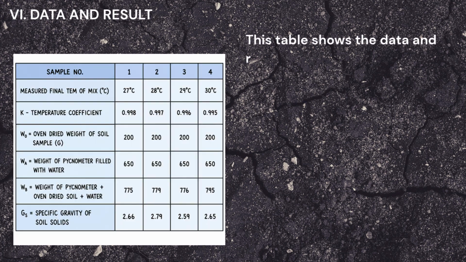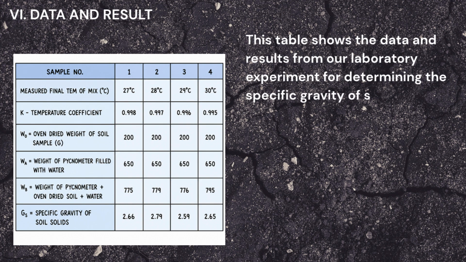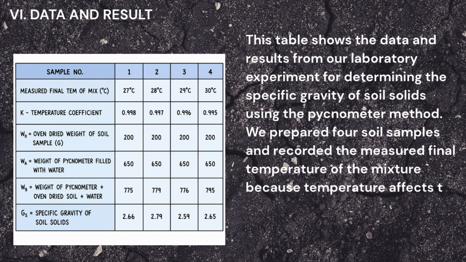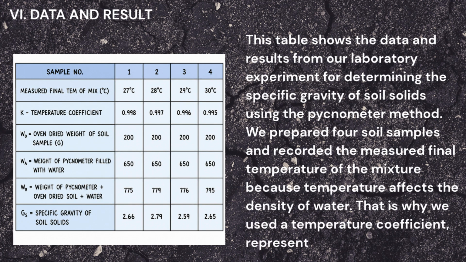For the data and results. This table shows the data and results from our laboratory experiment for determining the specific gravity of soil solids using the pyknometer method. We prepared four soil samples and recorded the measured final temperature of the mixture because temperature affects the density of water. That is why we used a temperature coefficient, represented by K, for correction.